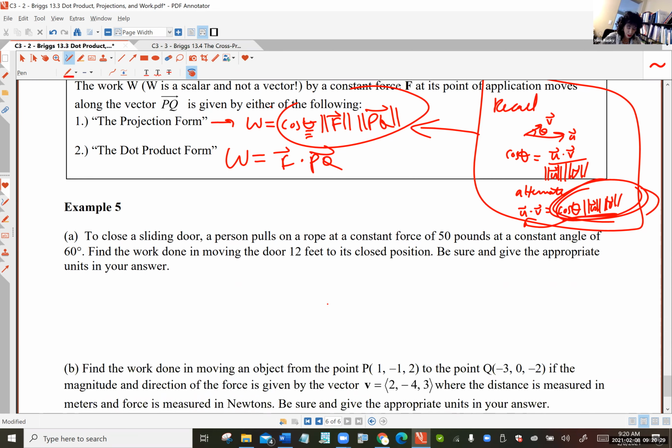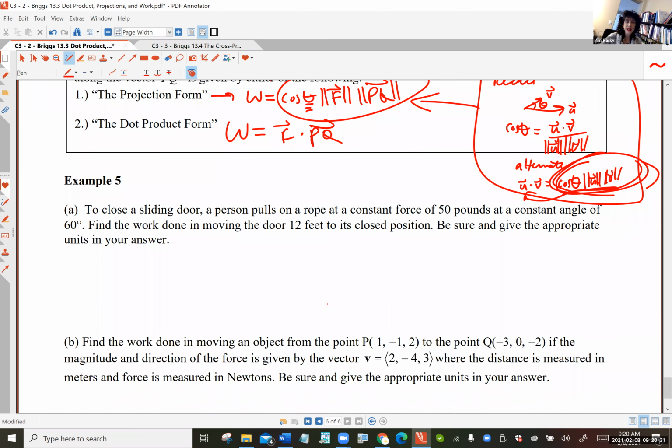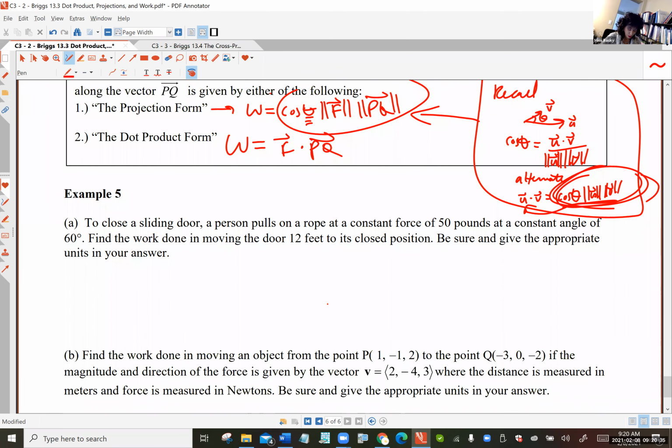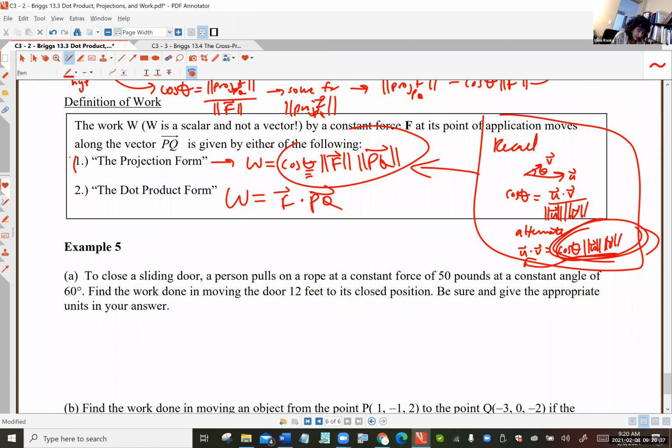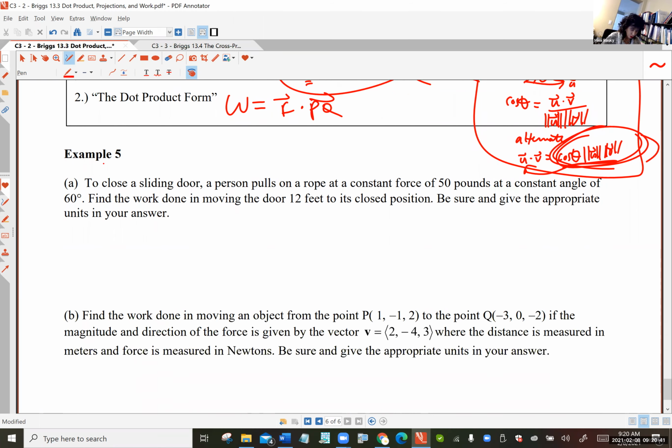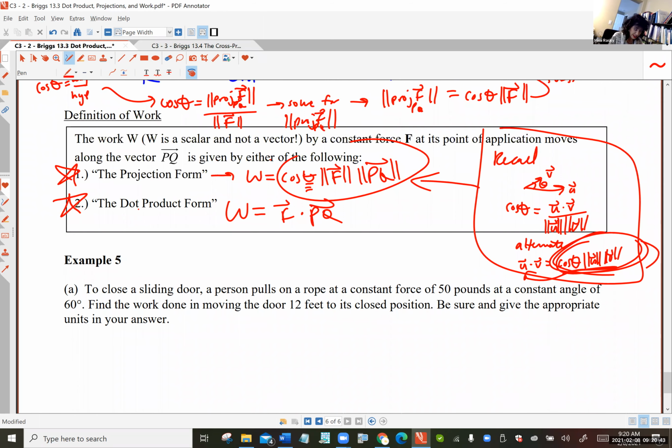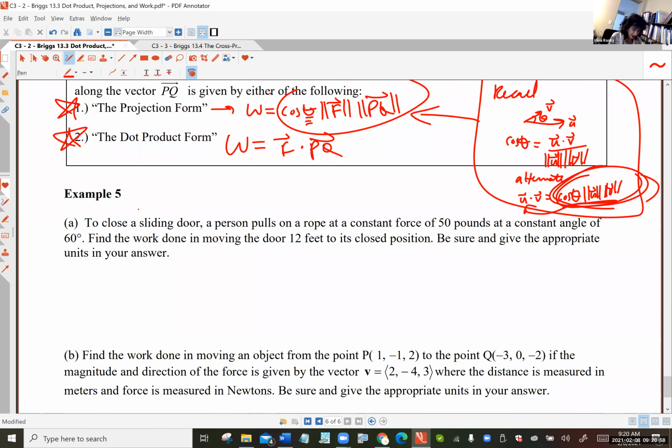Okay, so I have two examples for you, A and B here, for example 5. I'll give you a hint. One of these word problems is going to involve the first formula, called the projection form. The other word problem will use the dot product form. Let's see if you can pick out which one is the most appropriate for which word problem. It's not hard. You're going to laugh, it's so easy. There's no trick.